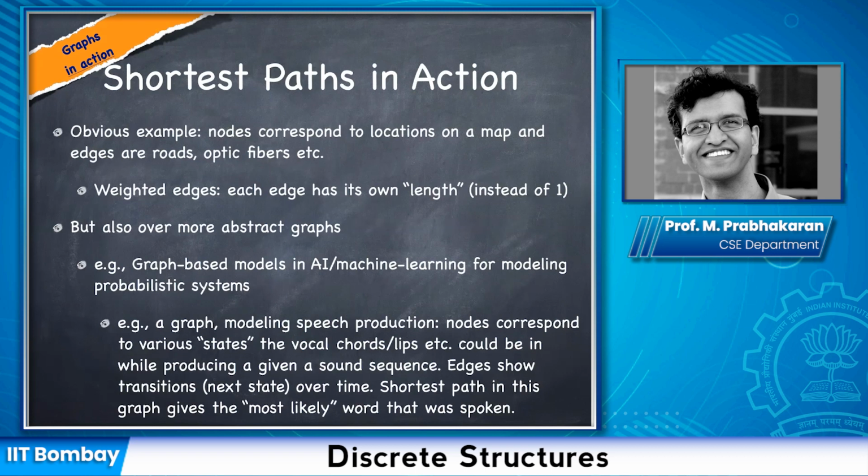And in this case, if you model it properly, the shortest path could correspond to the most likely sound that would come out. Okay, so this would go into a model for speech recognition, for instance, and finding the shortest path would be a subroutine you would need while solving the speech recognition problem.